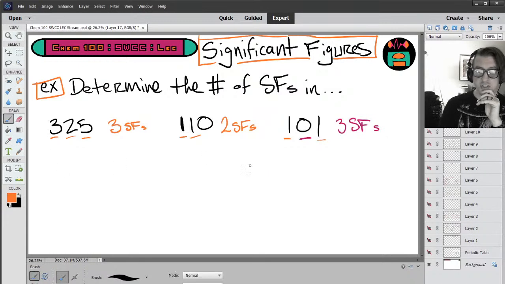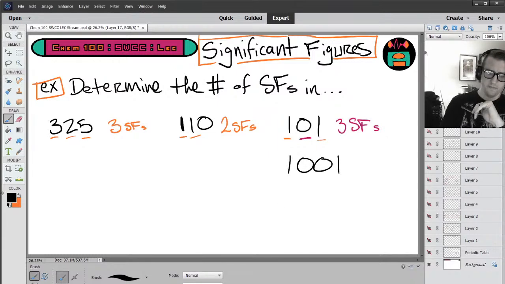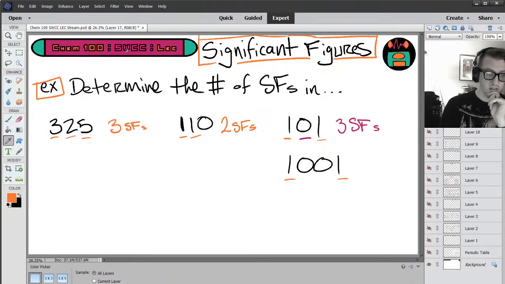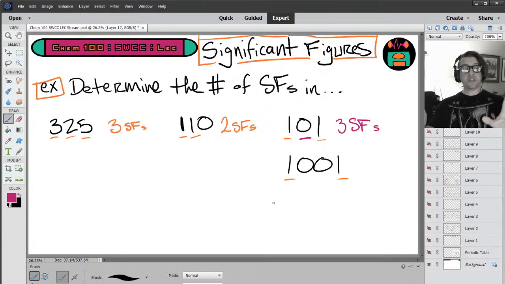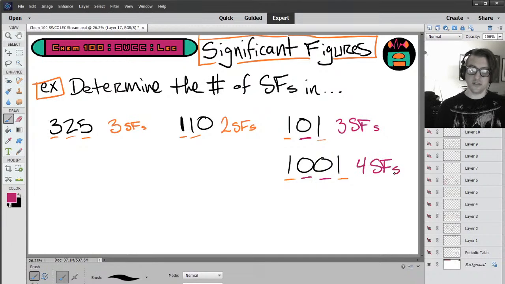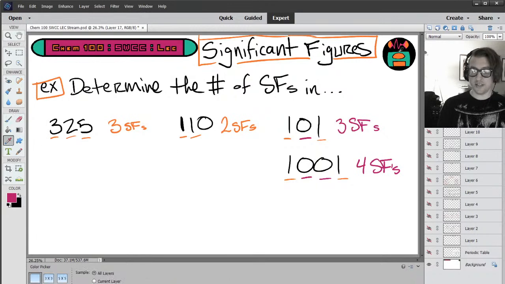All right, let's do another one. Let's do 1001. All right, our non-zero digits are significant. Now our zeros here are in between 2 significant digits, which makes them significant. So the number 1001 has 4 significant figures in it because those zeros are between significant digits.